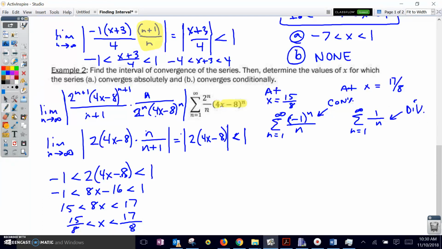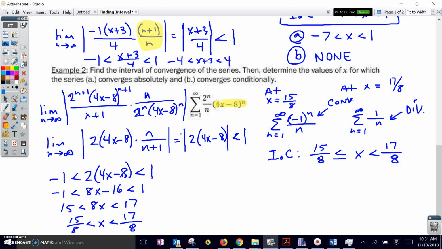See how all these different properties and tests we've learned come into play in different spots in each of these problems. So it's really important that we have all the tools available to us and really know all those tools to show these things. So it converges at the endpoint 15/8, which means my interval of convergence is going to be 15/8 is less than or equal to x, which is less than 17/8. It diverges at that endpoint.